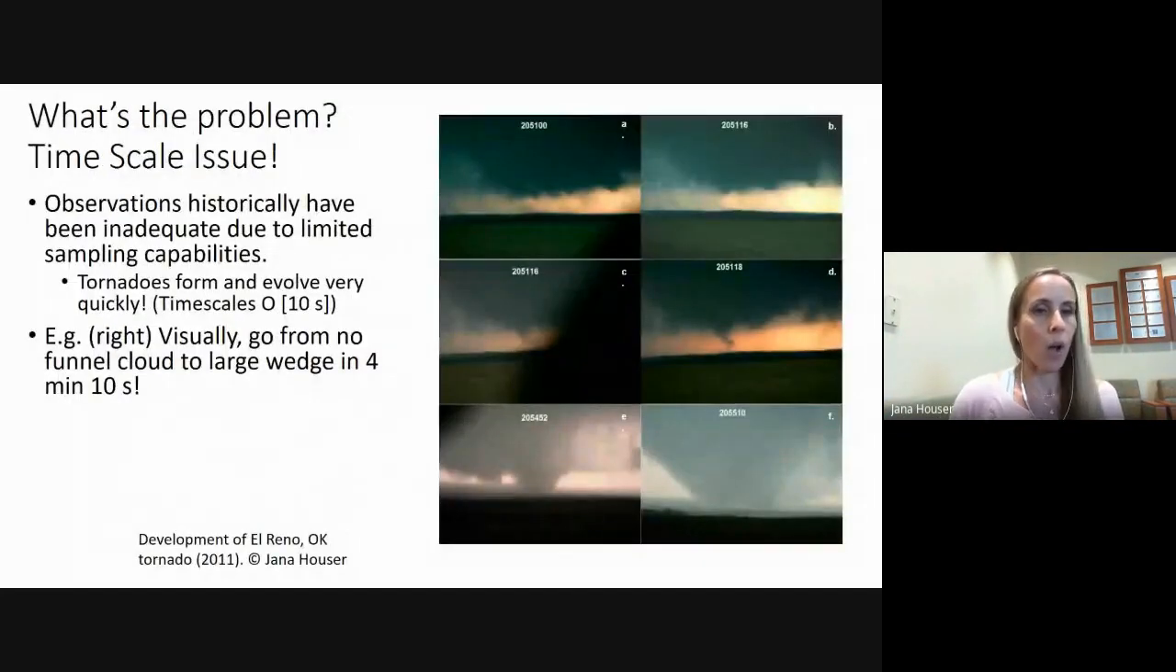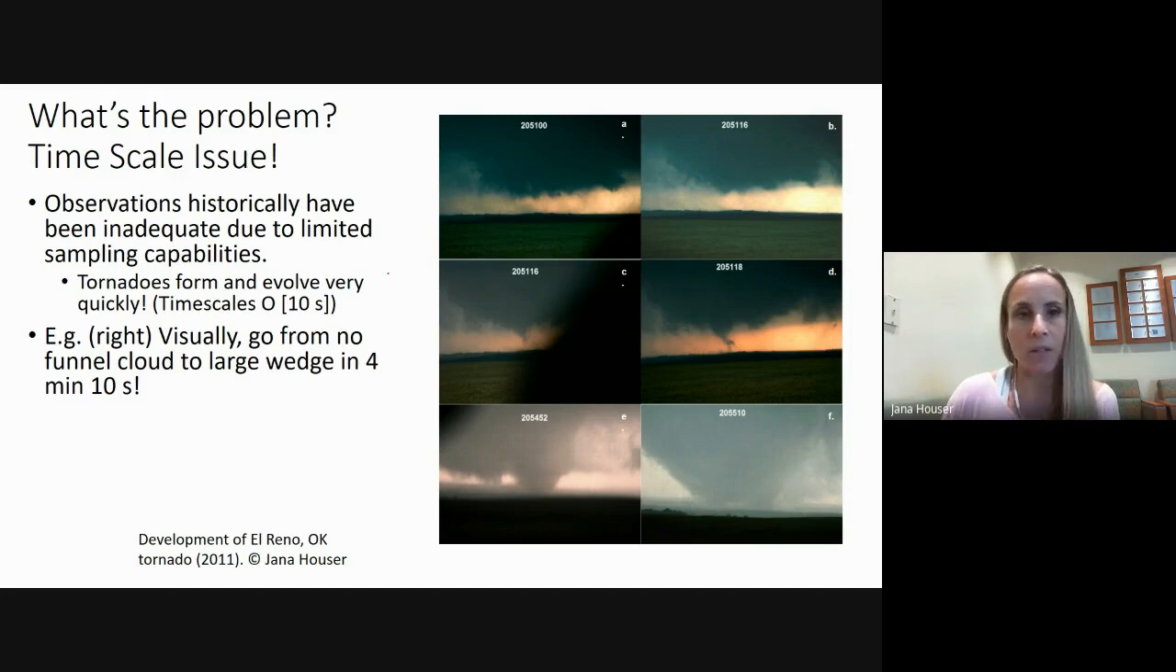All right, so what's the issue? Well, there's a timescale issue. So again, kind of digging back into 40 years in history and kind of moving through the early 2000s, observations have historically taken a long time to obtain. So they've been inadequate in identifying and isolating some of these really rapid scale processes that are occurring.